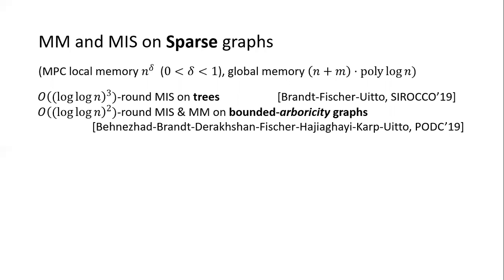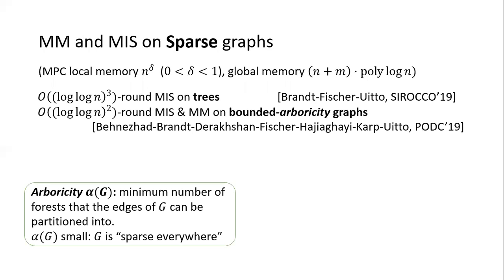bounded arboricity graphs. The arboricity of a graph G is the minimum number of forests that the edges of G can be partitioned into. And it's also roughly equal to the average degree of the densest subgraph of G. So if alpha of G is small, then the graph G is sparse everywhere. We remark that the low arboricity graphs include a lot of natural graph classes such as trees, planar graphs, low degree graphs, or graphs with bounded tree width.